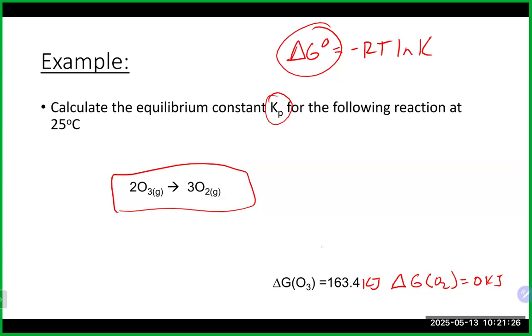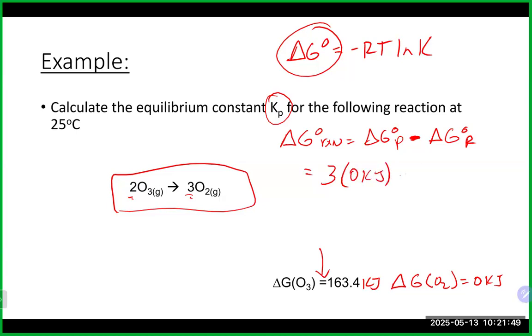Since we just have the equation, we would go to the table and look up the values, and we'll do our products minus our reactants. We want to add up all of our products and then subtract our reactants. Remember, we do need to take the coefficients into account when we do that. For our product side, that would be 3 times our 0 here. We're then going to subtract our reactants, which is 2 times our O3, which is 163.4 kilojoules. That's going to give us a delta G of negative 326.8 kilojoules.